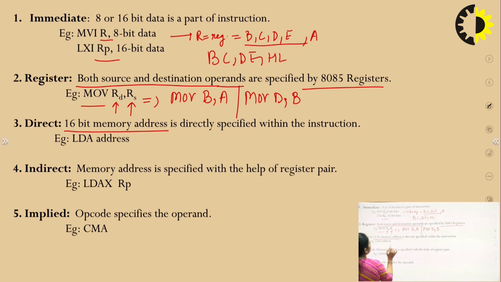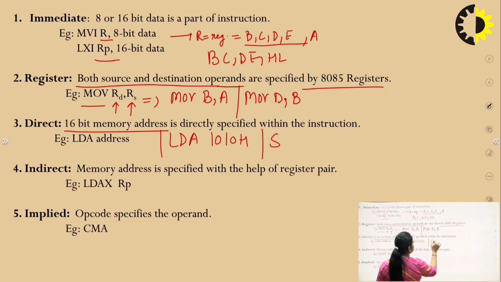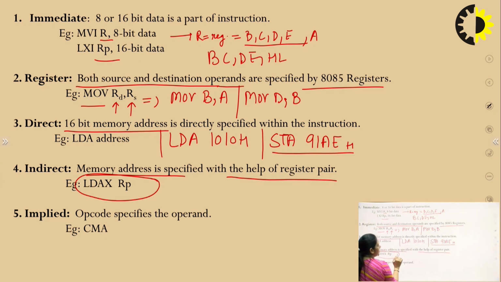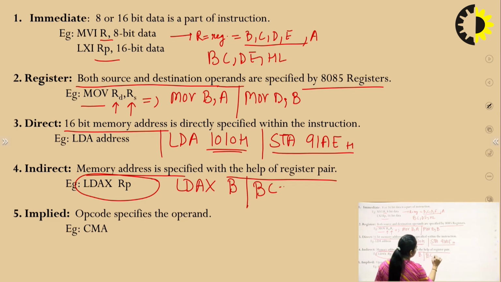And direct addressing mode: the 16-bit memory address is directly specified within the instruction. For example, LDA and the address 1010 suppose, or STA 91AE, it is also a 16-bit address. In indirect addressing mode, the memory address is specified with the help of register pairs. The location is given indirectly here. Suppose LDAX B, load accumulator with register pair B, and the contents of BC is 1900, and at location 1900 there is data that will be 8-bit data. Suppose it is 45. So 45 will be loaded in the accumulator.